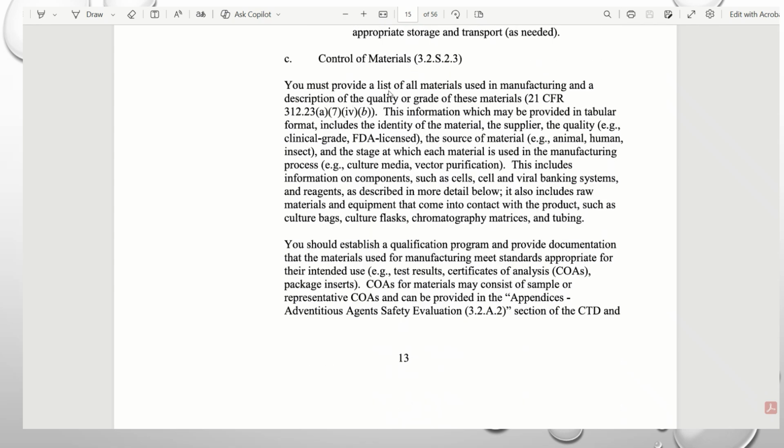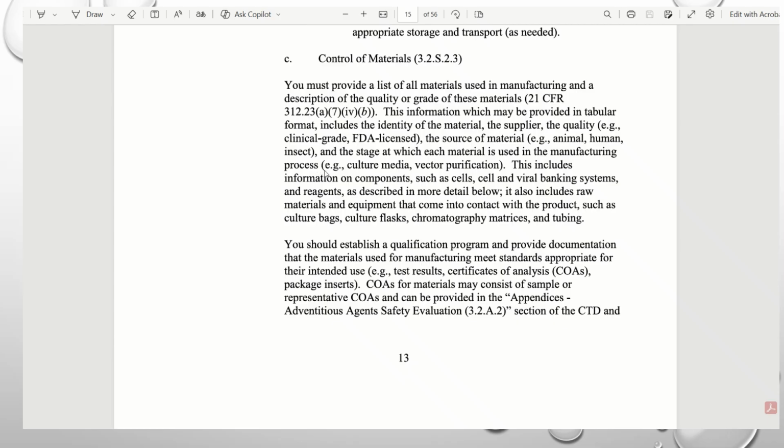So you must provide a list of all the materials used in manufacturing and a description of the quality or grade of these materials. So the risk-based approach is built into the FDA guidance. The extent of information should again be proportionate to the risk associated with the use of those materials. The information may be provided in a tabular format, includes the identity of the material, the supplier, the quality, e.g. clinical grade, FDA license, and the source of material, specifically animal or human or insect, because obviously there are certain risks associated with that. And again, the stage at which each material is used in the manufacturing process.